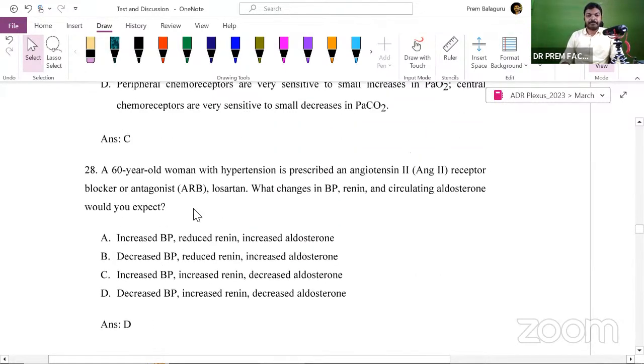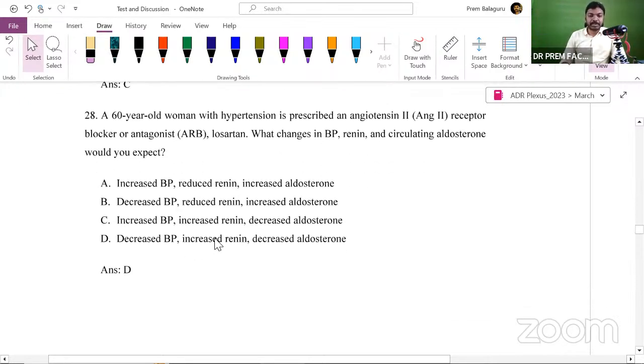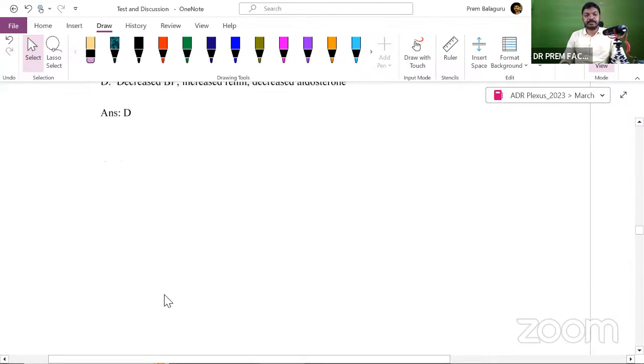Question 28. There is going to be an administration of the drug losartan. That's an angiotensin receptor blocker. What's going to be the change in blood pressure, renin, and aldosterone? Drop in blood pressure, increase in renin, drop in aldosterone. Question 28, D is the right answer.